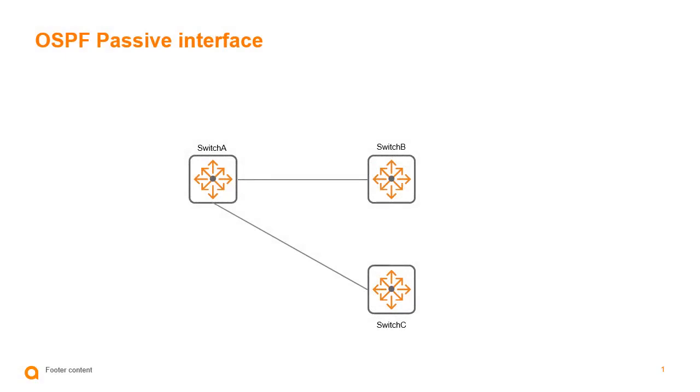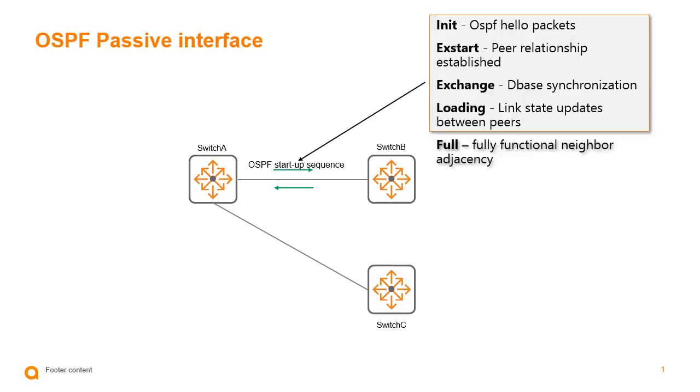So before we go into the output of show IP OSPF, let's have a look at the OSPF passive interface feature, because this is what that show output relates to. So if we've got a 3-node network wishing to run OSPF and to form neighbor adjacencies, we have a startup sequence between our nodes, and this example here between switch A and switch B, wishing to form an adjacency, all configured correctly. They will go through this process from init all the way to full to form a fully functional neighbor adjacency. All well and good, but what if we don't want to have an adjacency neighbor fully formed between switch A and switch C?